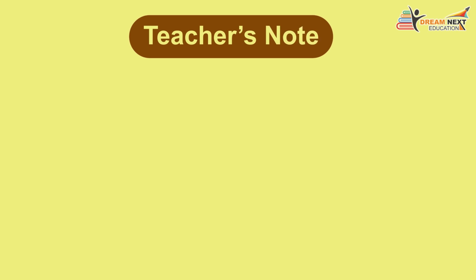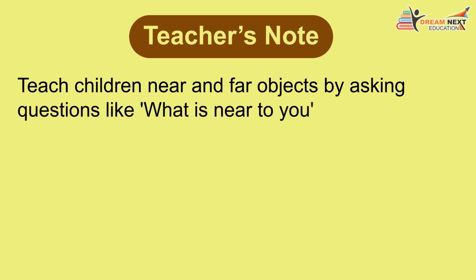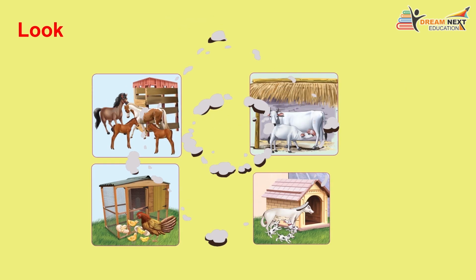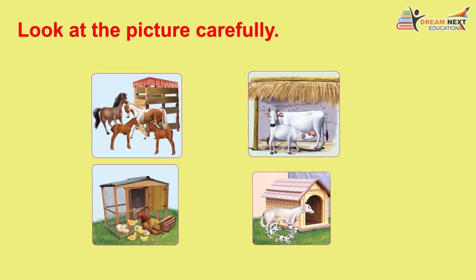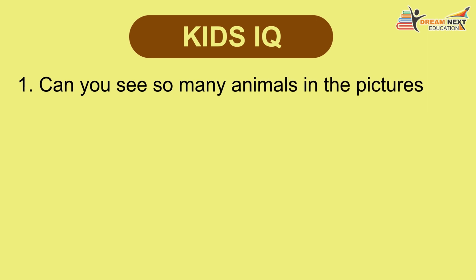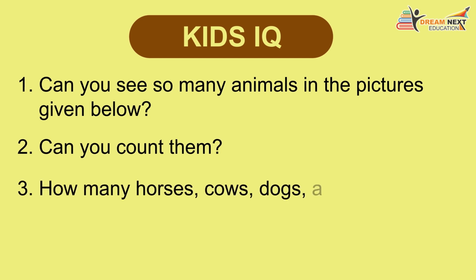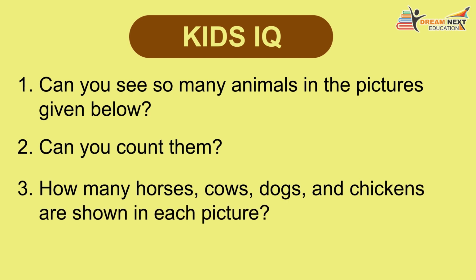Teacher's note. Teach children near and far objects by asking questions like what is near to you, what is far to you. Activity. Look at the picture carefully. Kids IQ. 1. Can you see so many animals in the pictures given below? 3. How many horses, cows, dogs and chickens are shown in each picture?